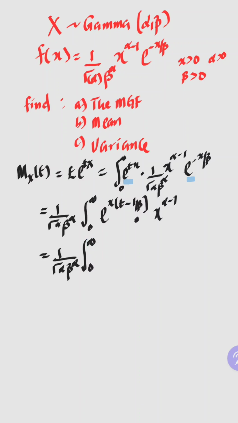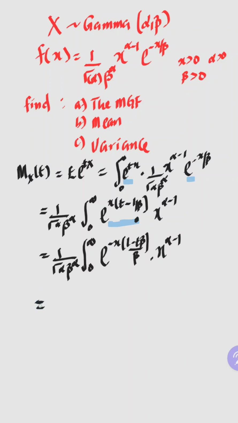Now, rewriting this, so here I'm going to have exponential negative x times 1 minus t beta, taking the fraction with beta, multiplied by x to the power of alpha minus 1.